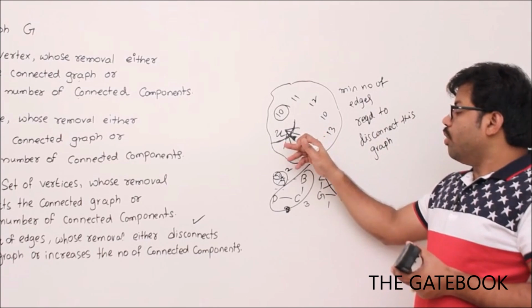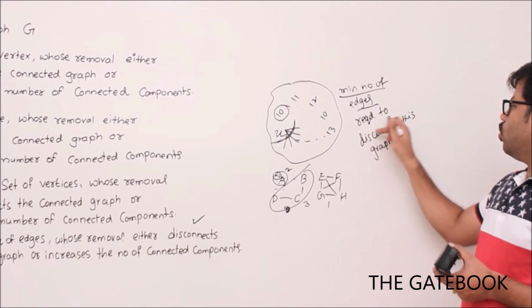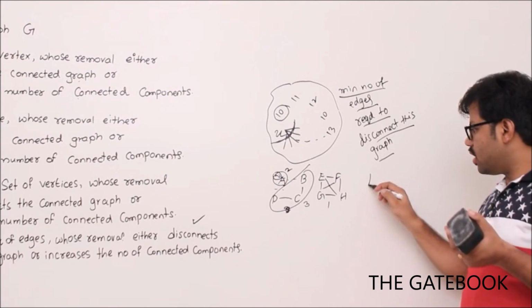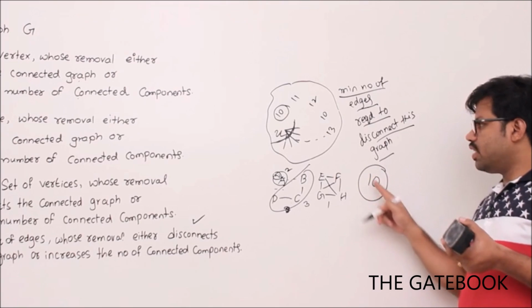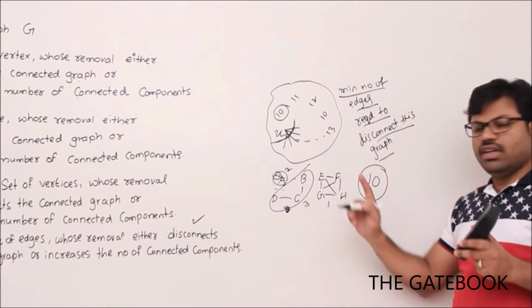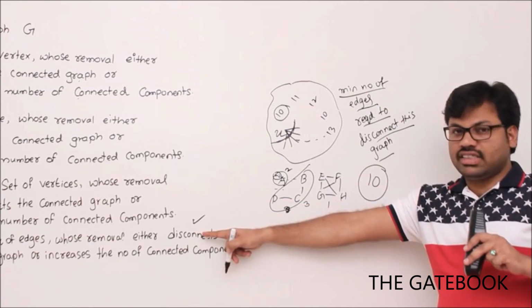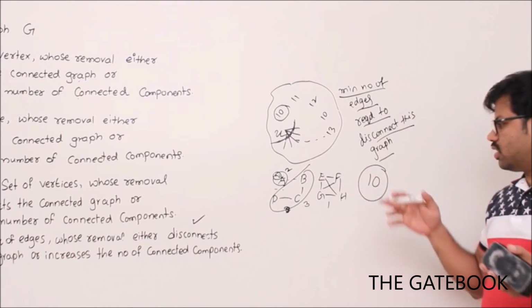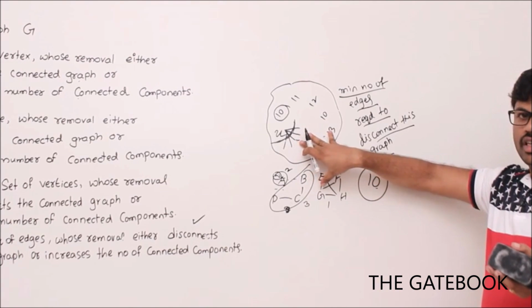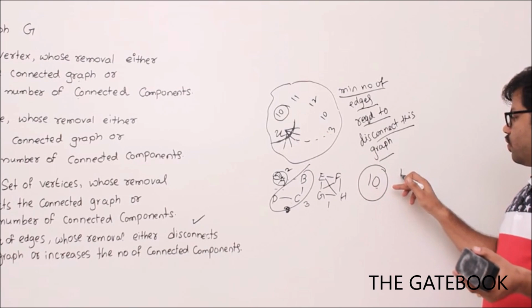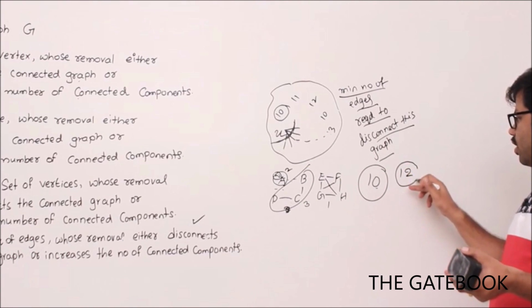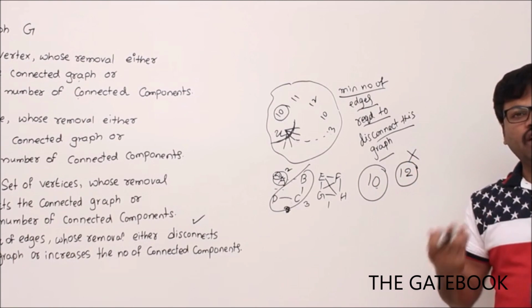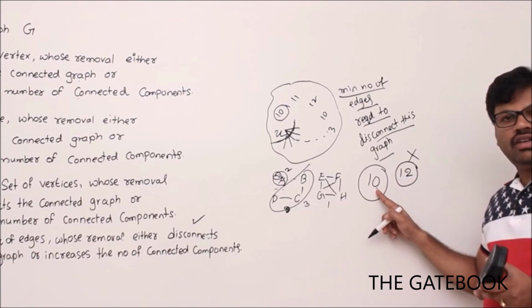Then the minimum number of edges required to disconnect this graph cannot be more than 10, because I can do it with 10, right? Just now I taught you that the removal of 10 edges will do this work, the cut edge set work. Then the minimum number of edges required to disconnect any graph is not more than 10 for this graph especially, correct? So if anybody says that the minimum number of edges required to disconnect this graph is 12, then I argue that it is wrong. Why is it not 12? Because I can do it with 10, right?